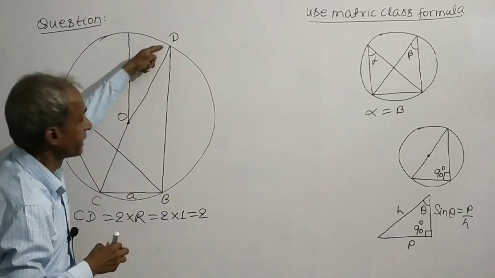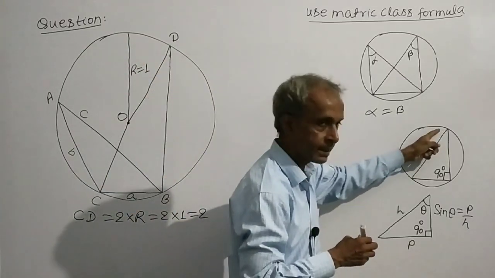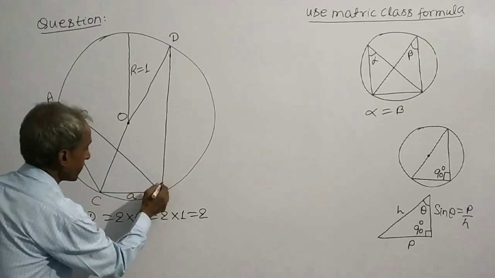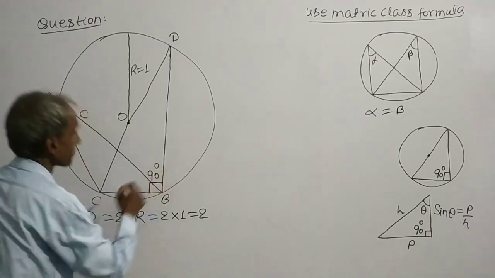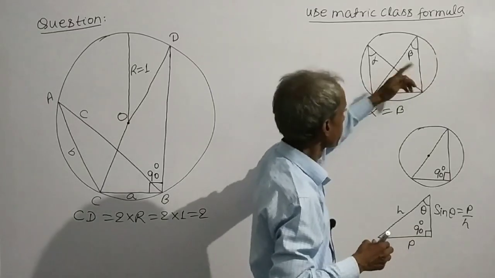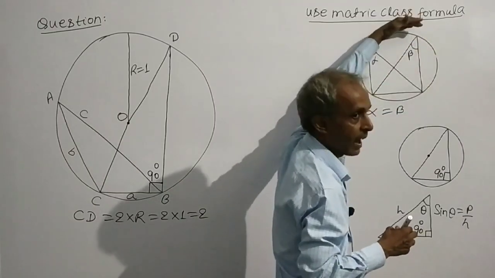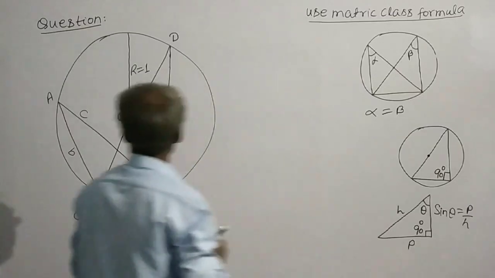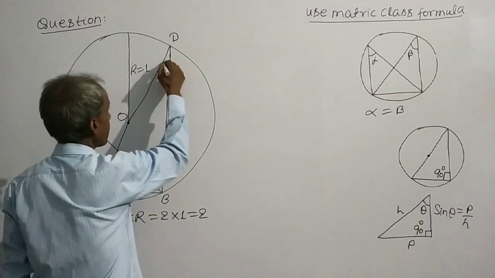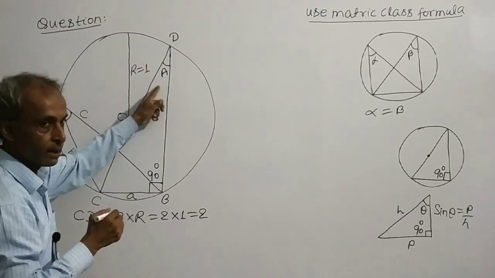Since this CD is the diameter of this circle and the diameter of a circle subtends a 90-degree angle at the circumference, this angle will be 90 degrees. Since a chord of a circle subtends equal angles at the circumference lying on the same side of the chord, if this angle is A, then this angle will also be A. Both angles will be equal.